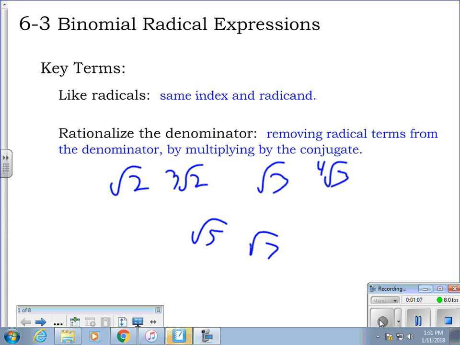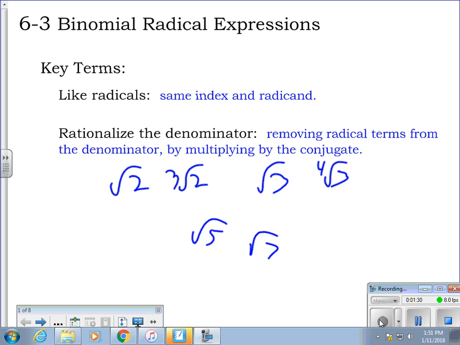Okay? We're going to work on rationalizing the denominator. We actually did that before when we had i's. Remember, we had to remove the i from the denominator of fractions? That was rationalizing the denominator because we're not allowed to have square roots or any radicals in our denominator. We're going to work on that today with things other than i.